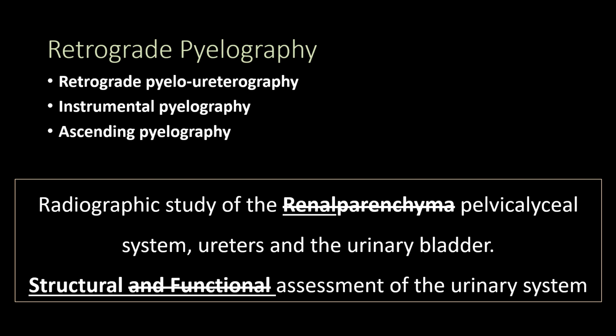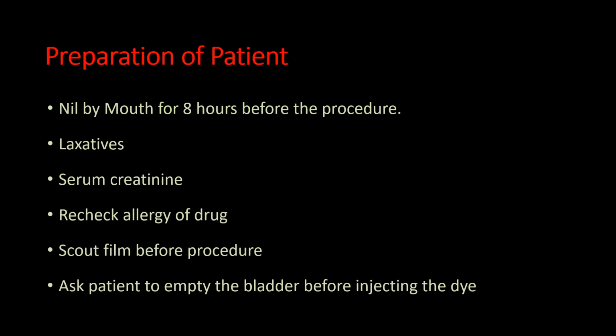Second is the retrograde pylography. It is also known as ascending pylography. Retrograde pylography can assess only the structural pathology. It cannot assess the functional pathology of the kidney or urinary system. It is indicated when intravenous urography or CT urography cannot give a proper result of the ureter segment. The preparation is the same as in intravenous urography.